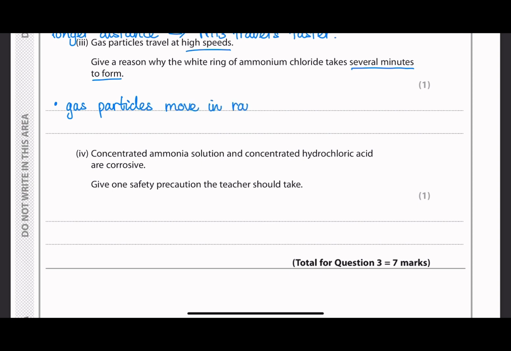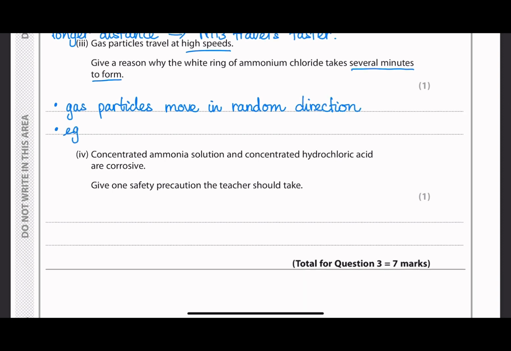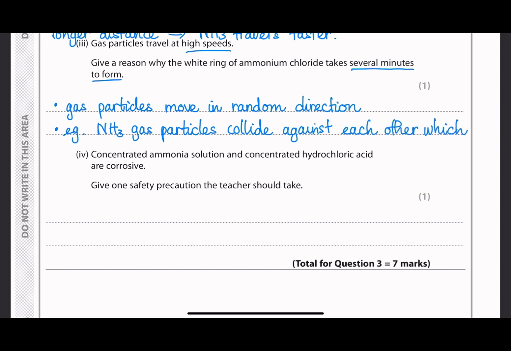gas particles move in random directions. So that means they could clash into the wall of the tube instead of colliding into each other. And for example, the ammonia gas particles could collide against each other, and that wouldn't result in ammonium chloride production. So that's why it might take a while for the reaction to happen.